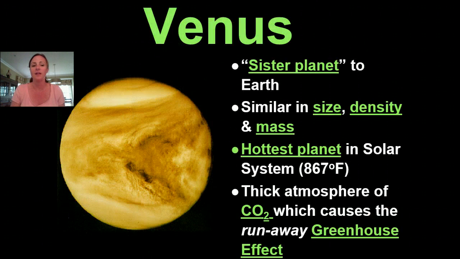Then we have Venus, again, named after a goddess. This is the sister planet to Earth because it's similar in size, density, and mass. It is the hottest planet in the solar system, believe it or not. Mercury is the closest to the sun, but Venus is the hottest planet. That's also because it has such a thick atmosphere that's composed of carbon dioxide, which is a greenhouse gas. So this greenhouse gas actually, as it does with our atmosphere, warms it up. Being so close to the sun and having so much carbon dioxide in its atmosphere, that's what heats up the planet.